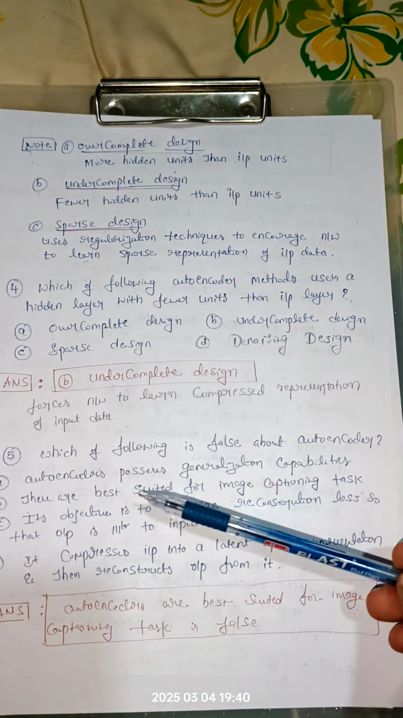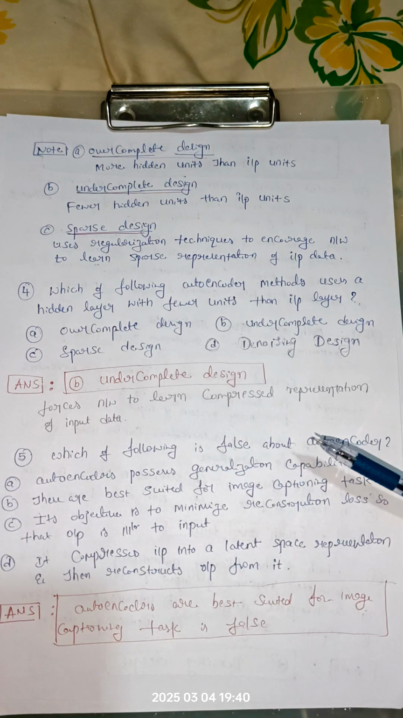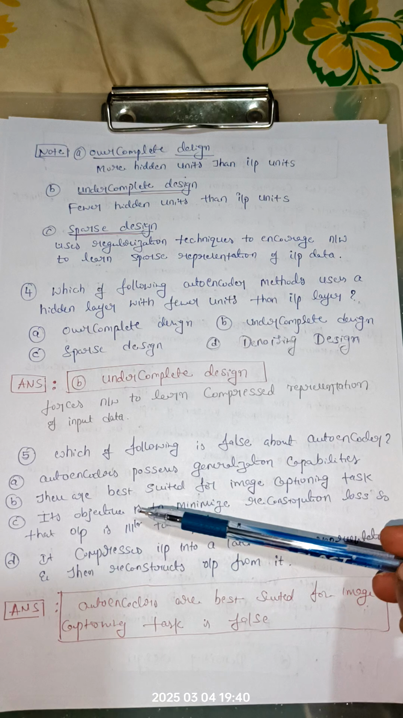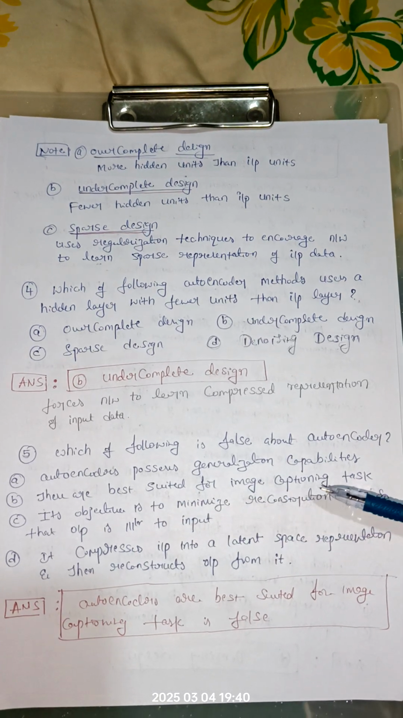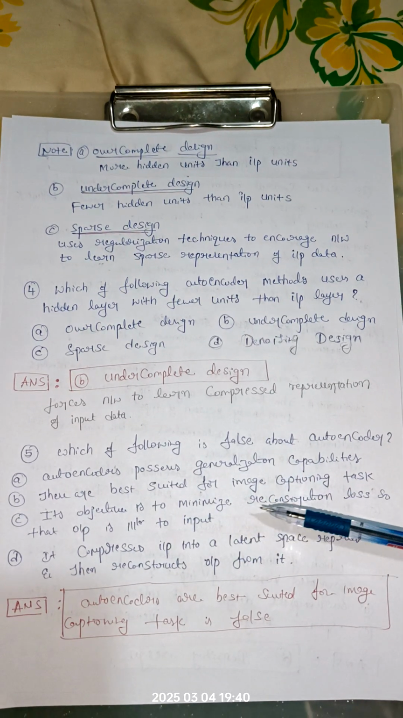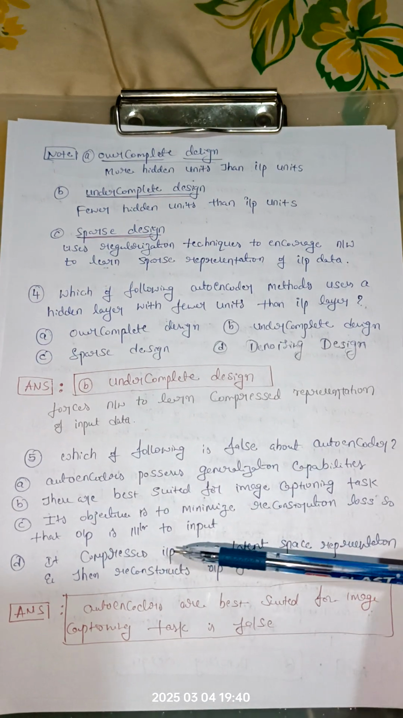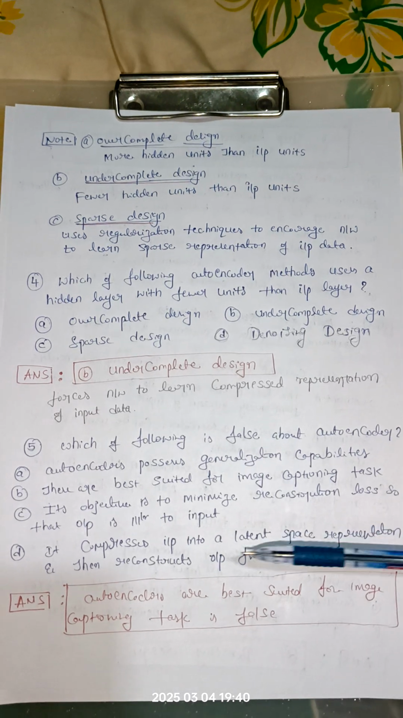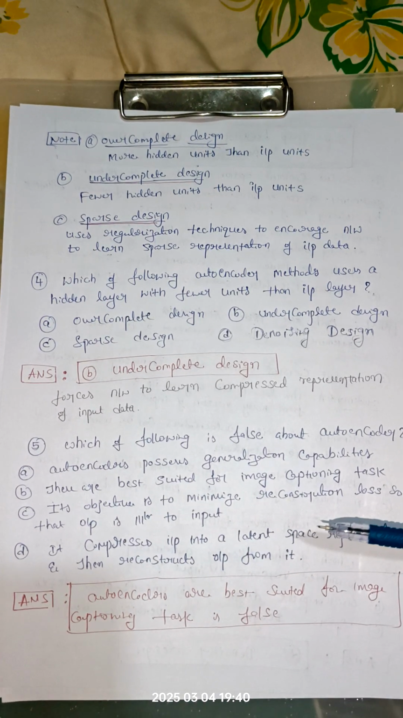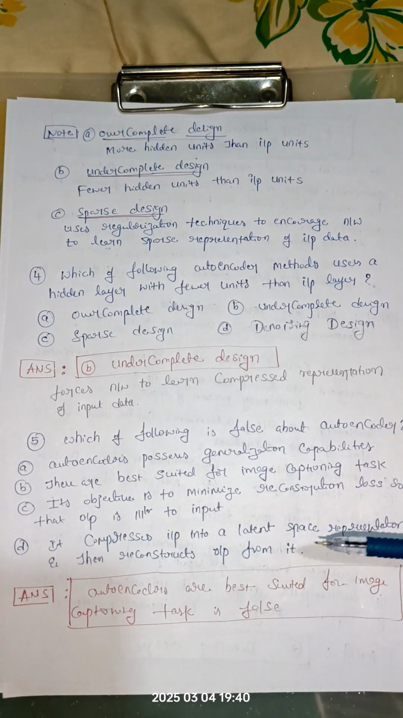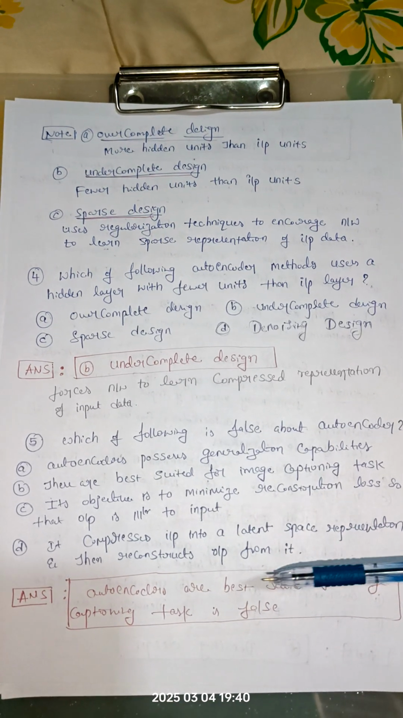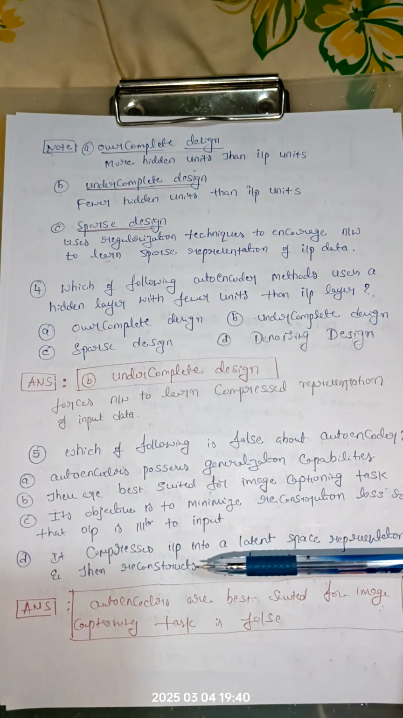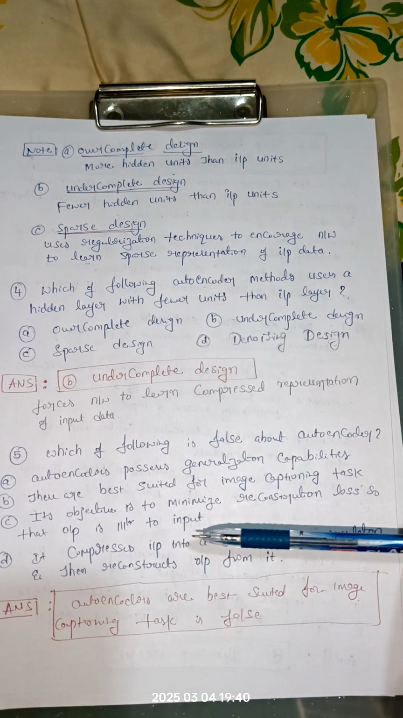Then fifth one, which of the following is false about the autoencoder? So four statements are given. Autoencoder possesses generalization capabilities. These are best suited for the image captioning task. Its objective is to minimize the reconstruction loss, output similar to input. Then it compresses the input into a latent space representation and reconstructs the output from it. The correct answer is autoencoders are best suited for the image captioning task. So this statement is false, hence this is the correct answer. The other three are true with respect to the autoencoder.